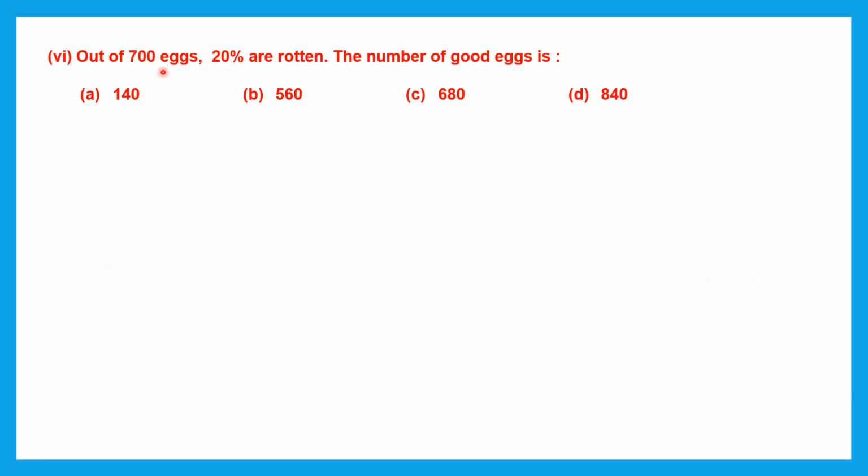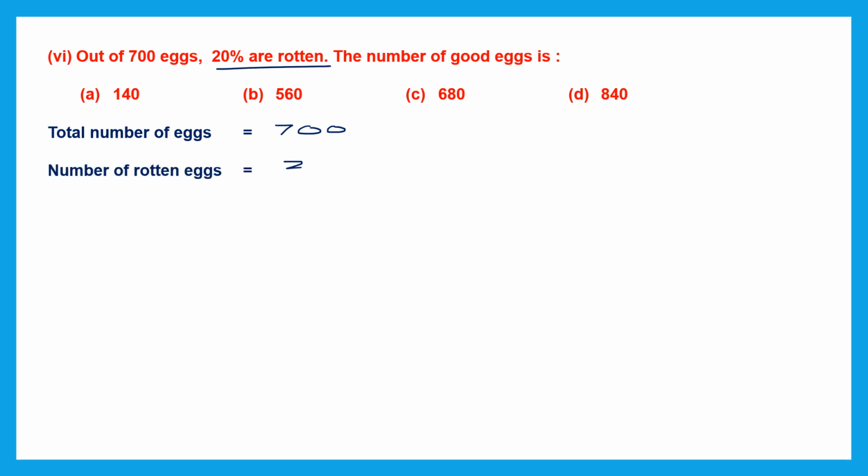Question 6. Out of 700 eggs, 20% are rotten. So the number of good eggs is what? Okay, so what is given to us? The total number of eggs is given to us, that is 700. Out of that, 20% are rotten. So the number of rotten eggs will be 20% of 700. So that will be 20 by 100 into 700. Now we can cancel. I can cancel 100 and 700, make it 7. So 20 into 7 is 140. So number of rotten eggs is 140.